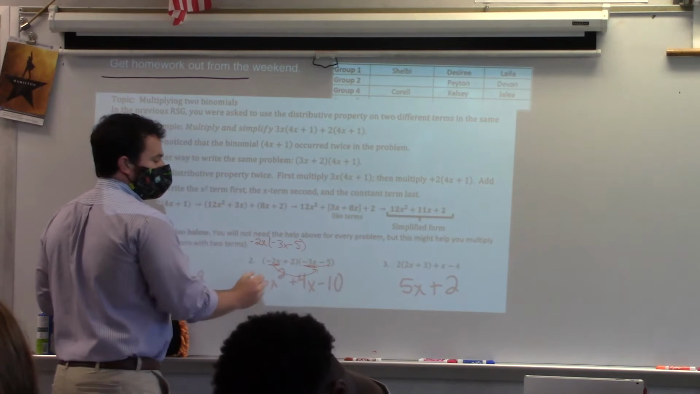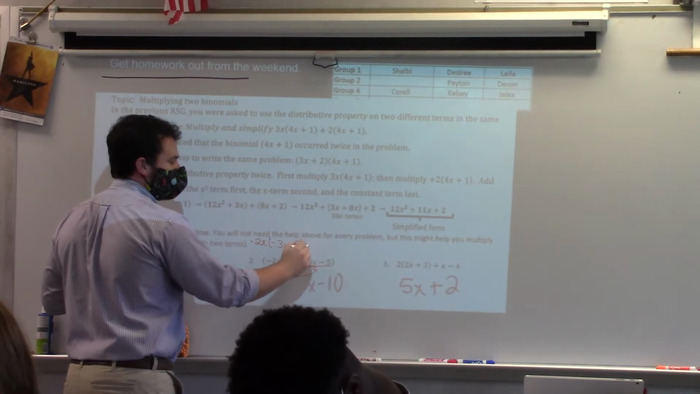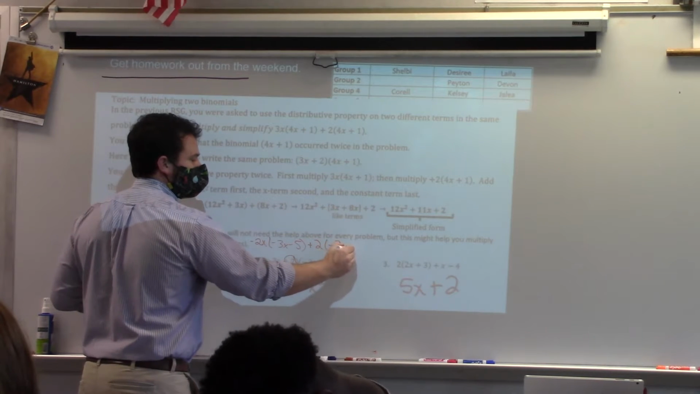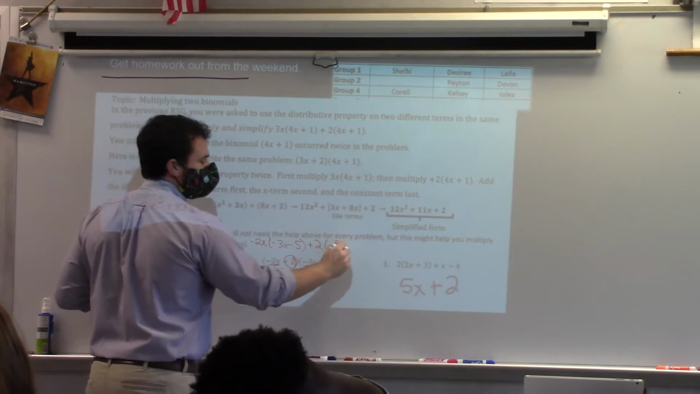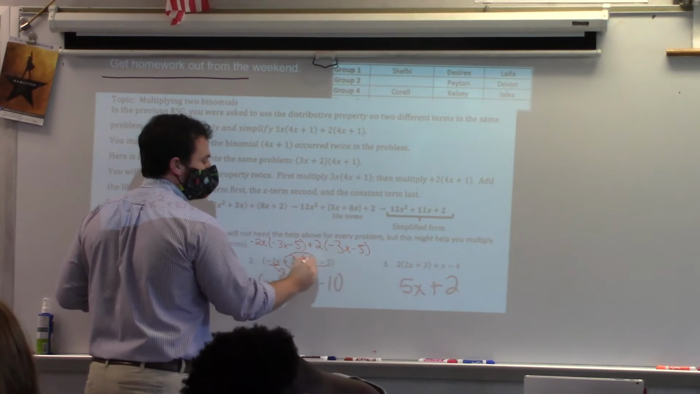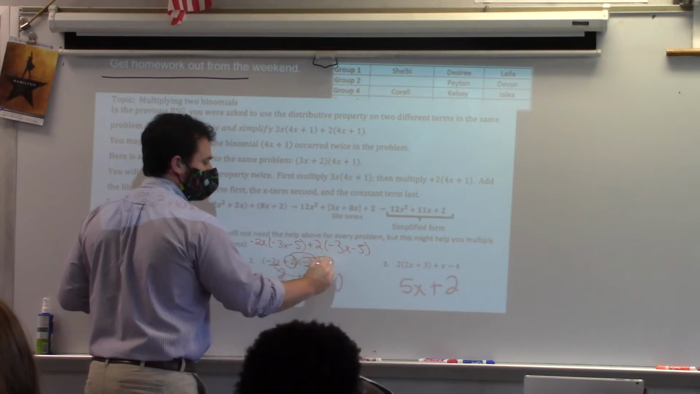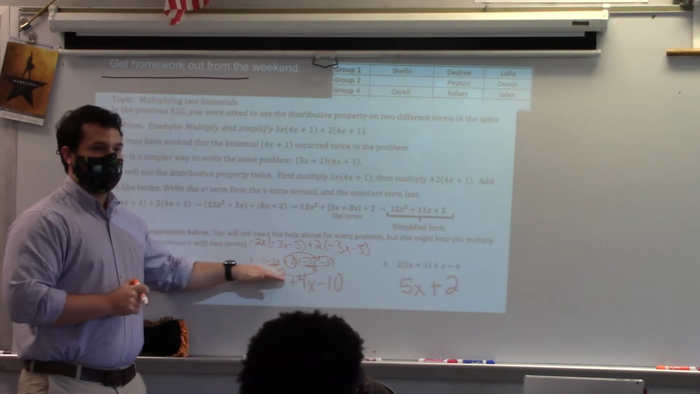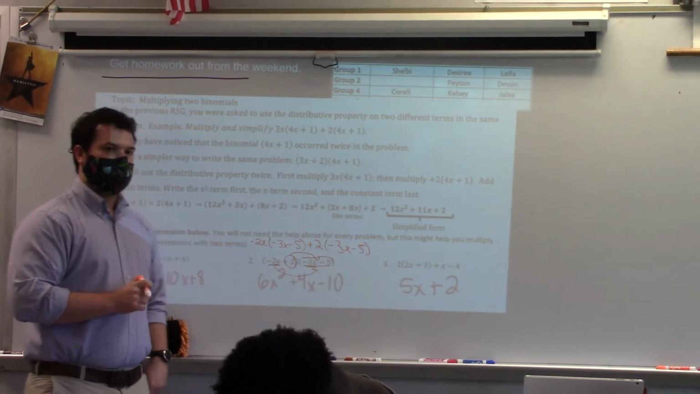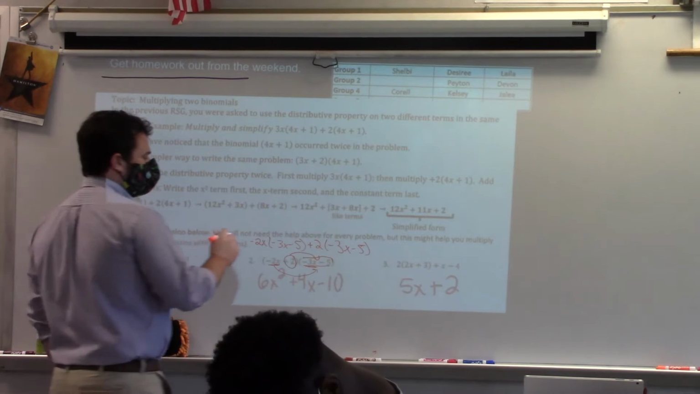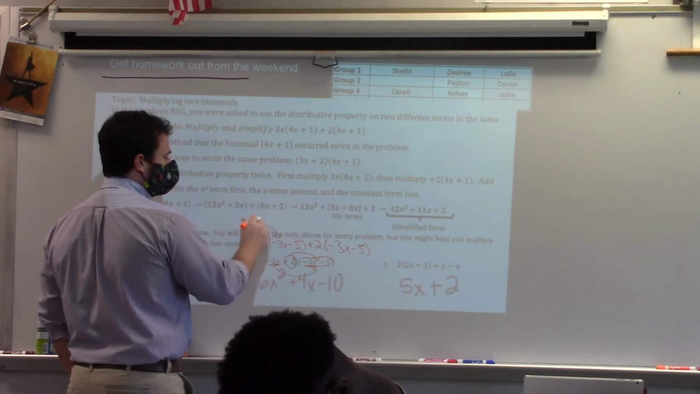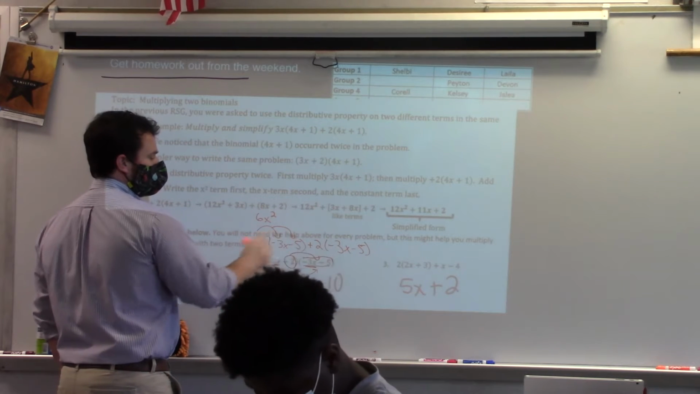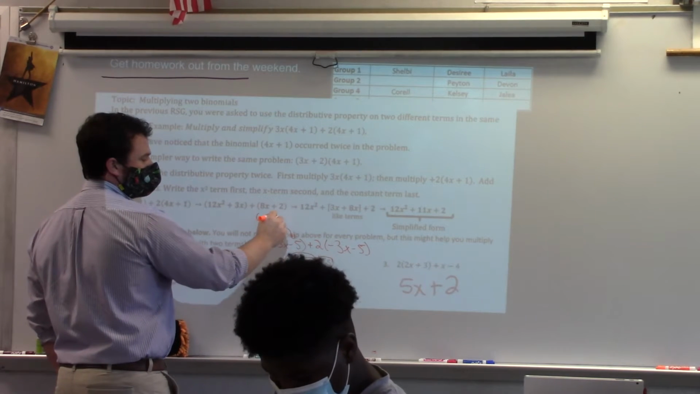What does this plus 2 need to be multiplied by? Negative 3x and 5. Not just 5, negative 3x minus 5. It needs to be multiplied by this entire thing. So each term of the first binomial is being multiplied by each term of the second binomial. Negative 2x times negative 3x is positive 6x squared.